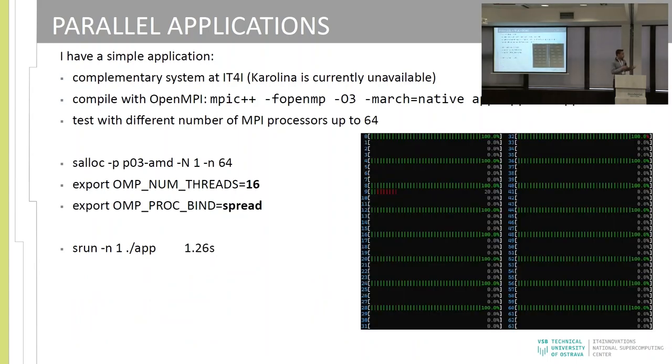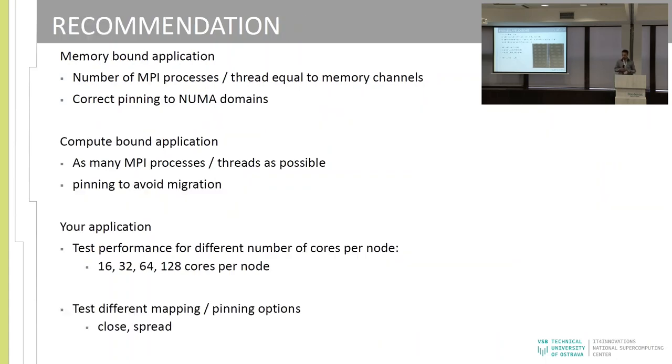If I have only a threaded application, I can use the following setting to get similar behavior. I set the number of threads to 16, and I set OMP_PROC_BIND to spread. And as you can see in the htop utility, the threads are assigned across all NUMA domains almost in the optimal way, and the running time is almost the same as for my MPI application that I ran before.